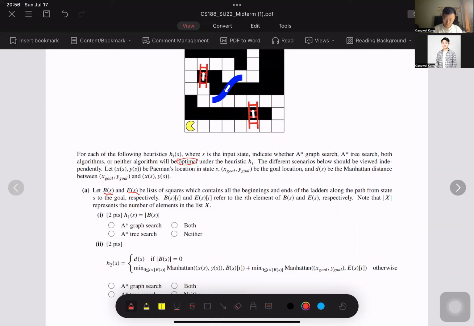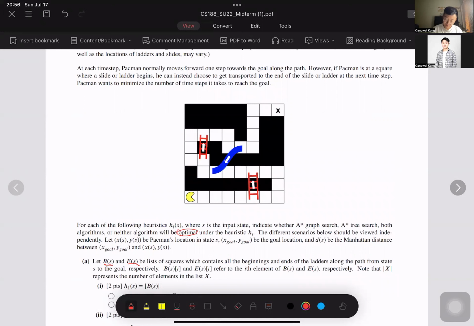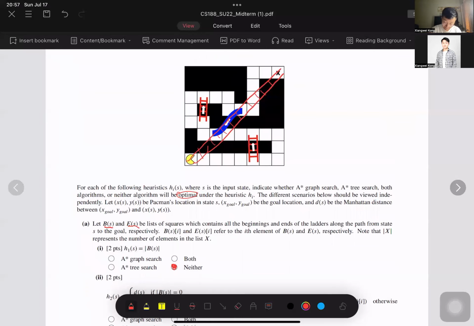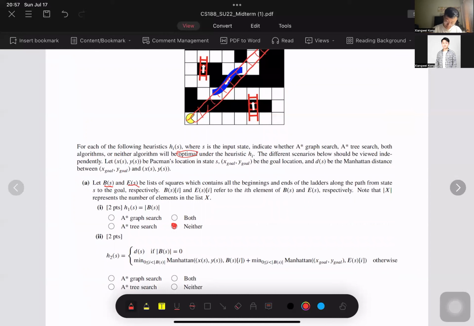However, for this one, the answer should be neither. Why neither? Take an extreme example: a letter just connects the Pac-Man to the goal. In this case, it only needs one step to go to the goal, and there are 3 letters. So the heuristic is larger than the true cost. That's why it's not admissible, so it's not guaranteed to be optimal in this case.